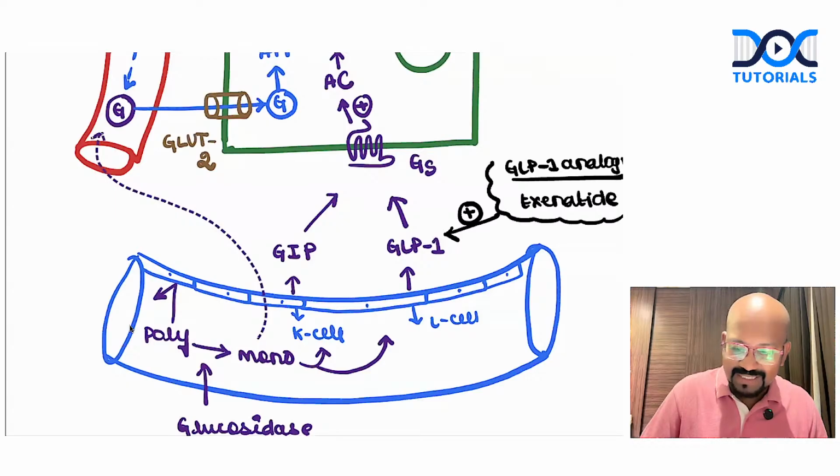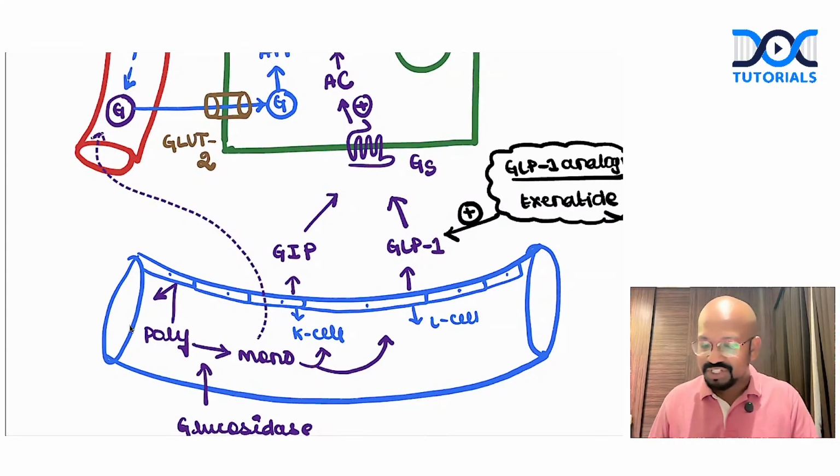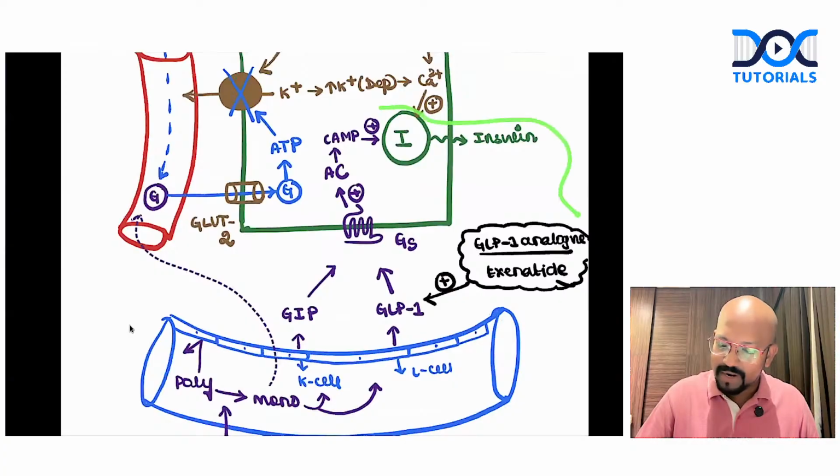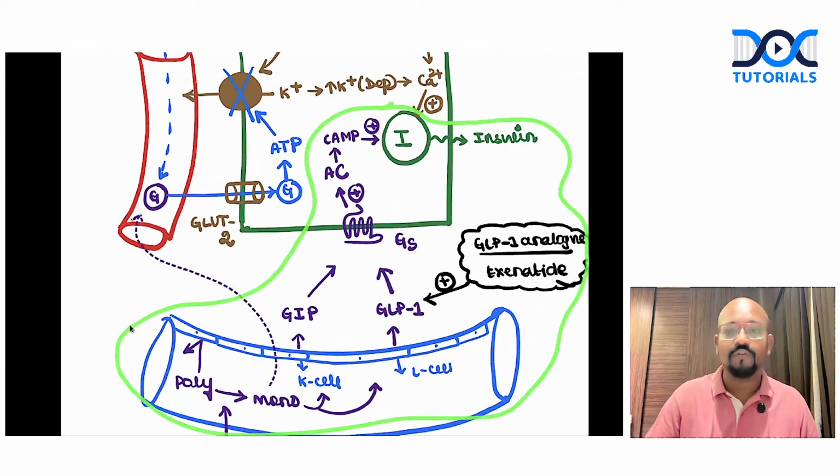When you come across a question regarding GLP-1 analog agents, this is the only thing which you have to draw, my dears. This whole part is the one which you have to draw for GLP-1 analogs like exenatide.